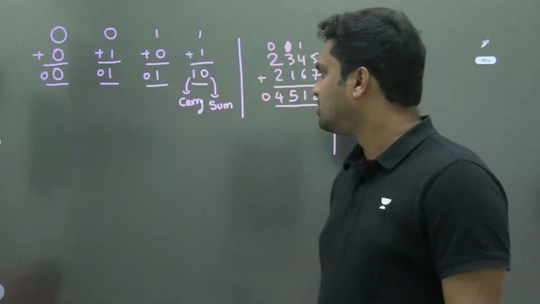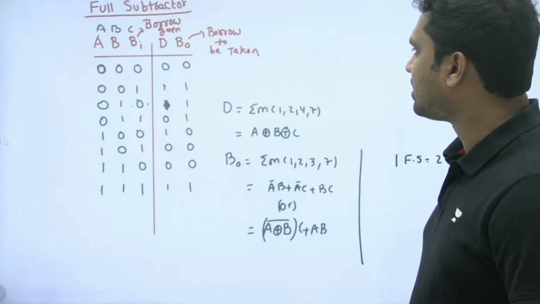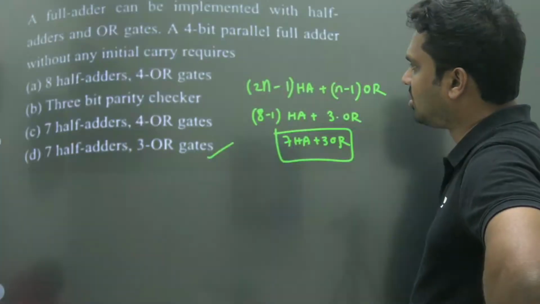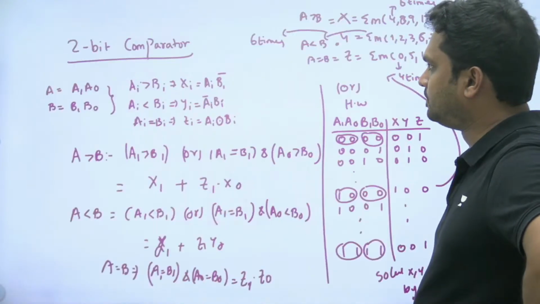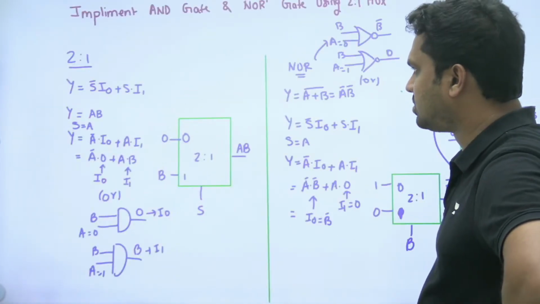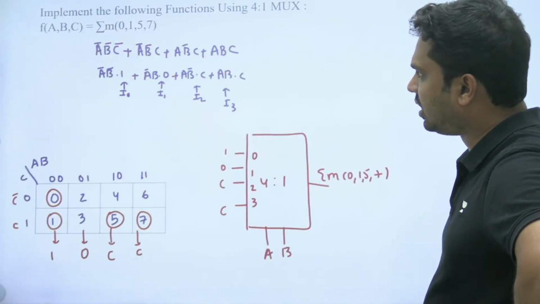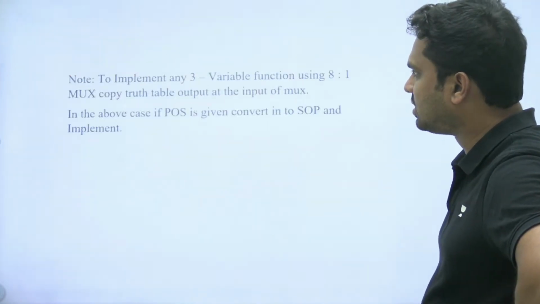Okay, so I have given already the basics of addition and subtraction, all these things we discussed in the last classes. Arithmetic circuits are done, carry, etc. Then we discussed the mux in the last lecture: how mux acts as a universal gate, how to implement functions using the mux. All these things we discussed in the last lecture.